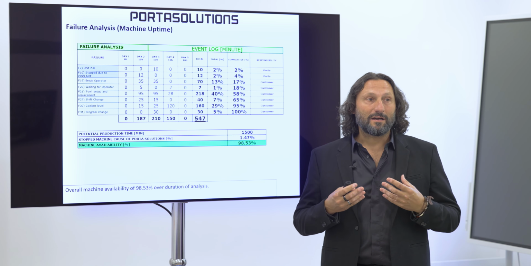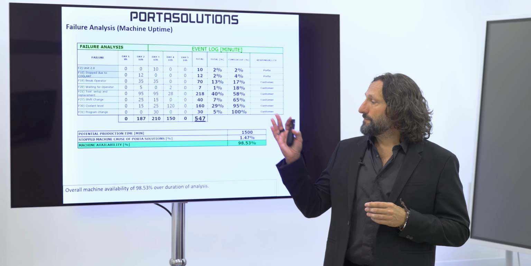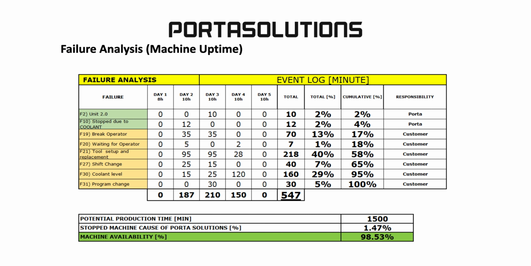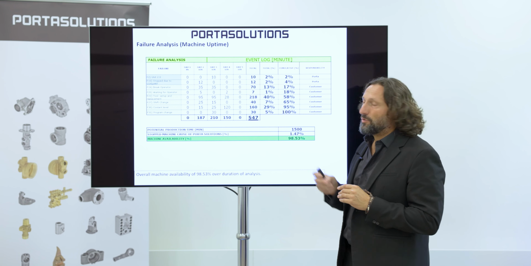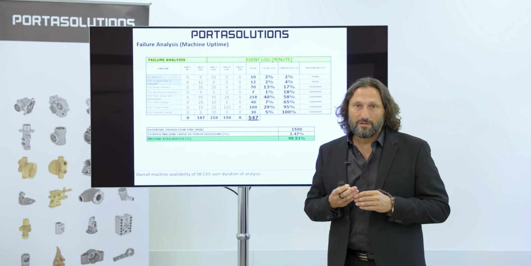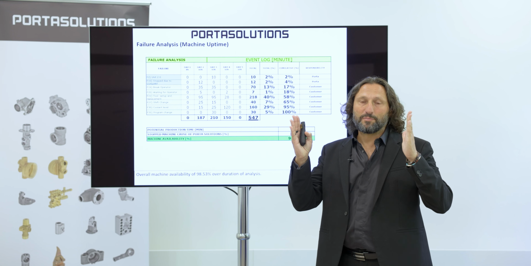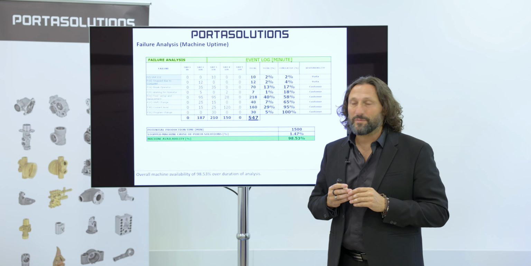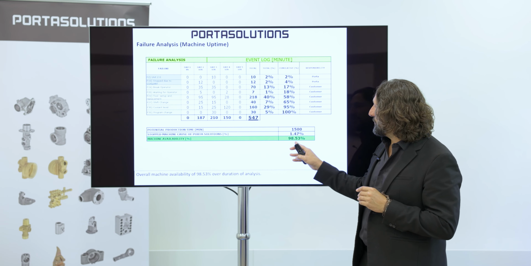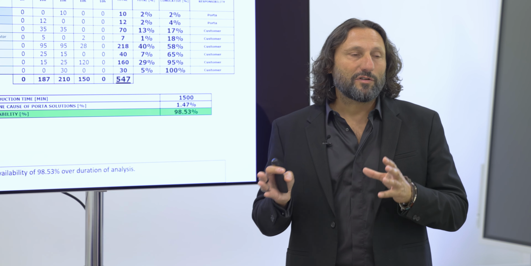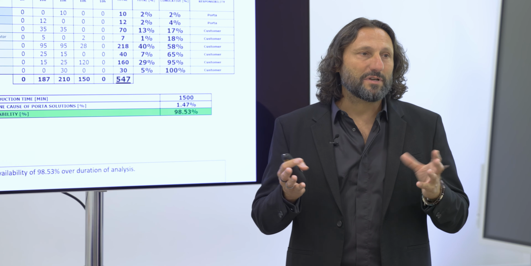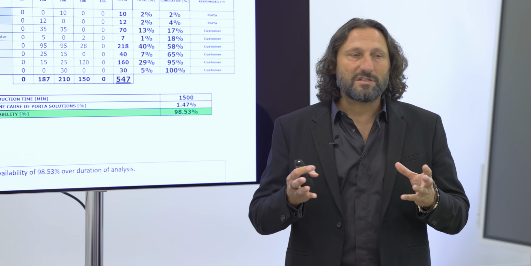Here we are looking at a real case history. So in this case, once you have all the data, you have to divide the machine efficiency from all the rest. In this case, the machine lost 1.47%, which if you take away from the 100% availability you would like to have, gives a machine availability of 98.53%. So here you understand that with 98.5% availability, the machine is not the problem.